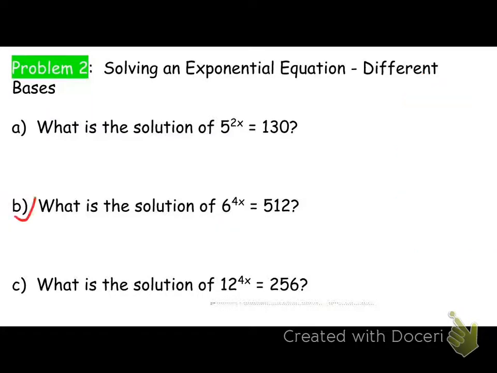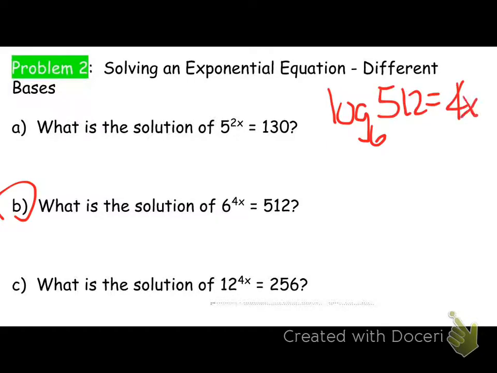Ladies and gentlemen, I know Caitlin did the first one. Shelby, think you can write that in logarithmic form? Log base 6 of 512. Very nice. Log base 6, 512 equals 4x. Okay. So we have to evaluate the logarithm on the left, but to do that we have to do the change of base because it's not base 10. So again, that's log of 512 divided by the log of 6.